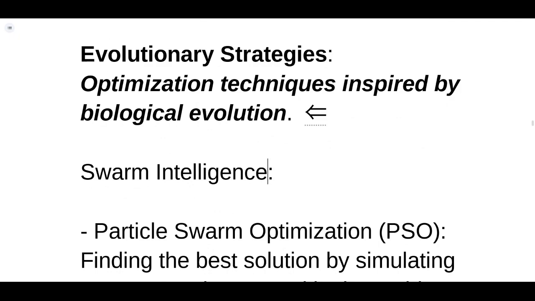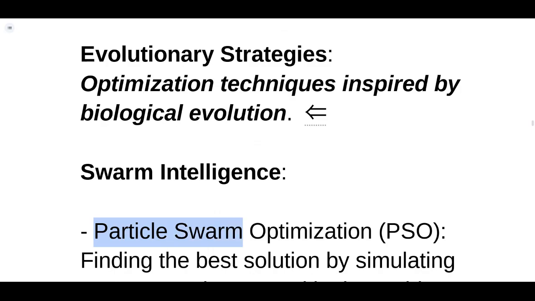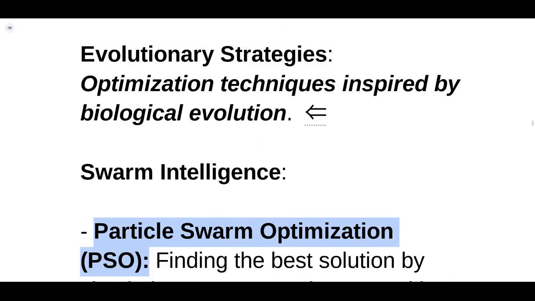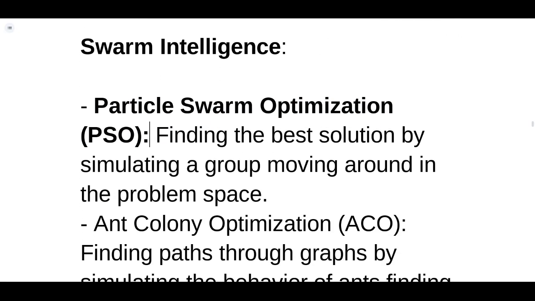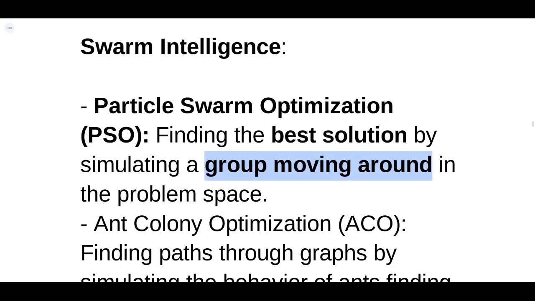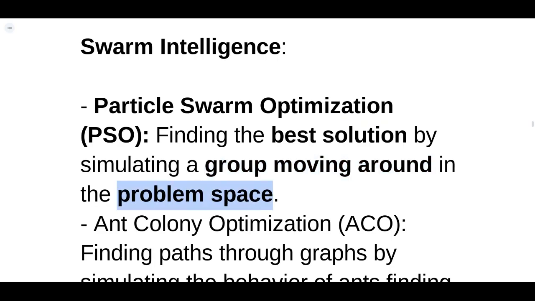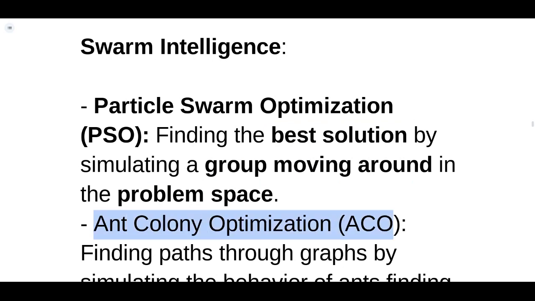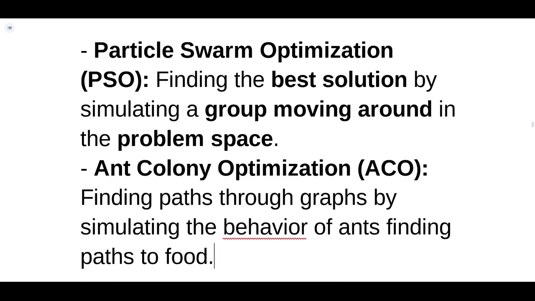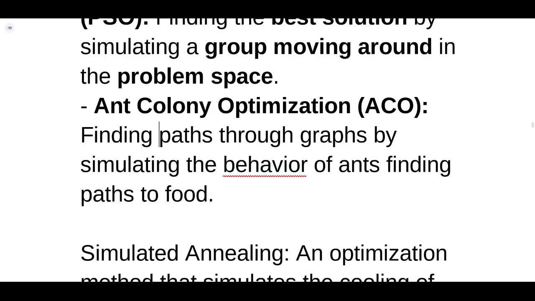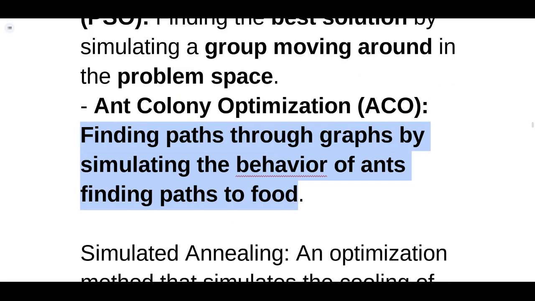Then swarm intelligence. This is particle swarm optimization, finding the best solution by simulating a group moving around in the problem space. Ant colony optimization. These are all swarm optimization. It finds paths through graphs by simulating the behavior of ants finding paths to food.